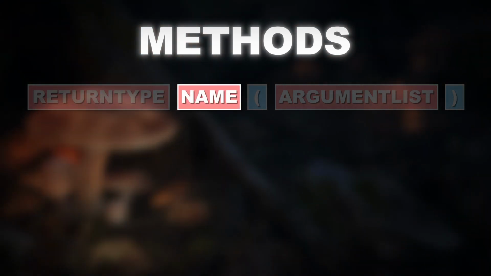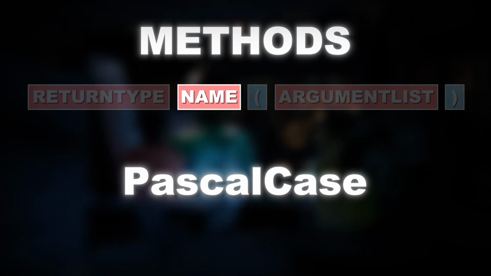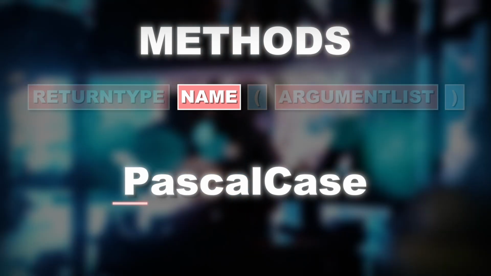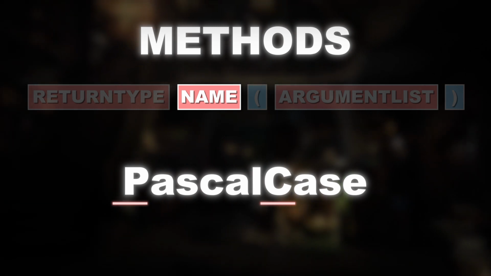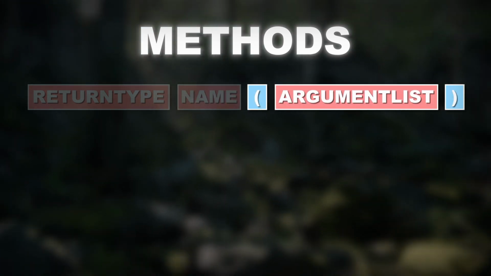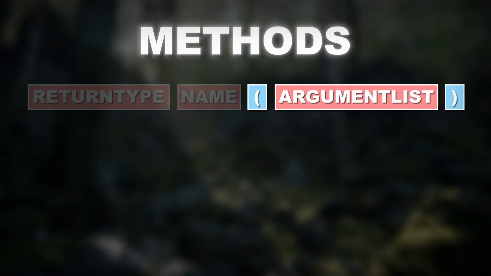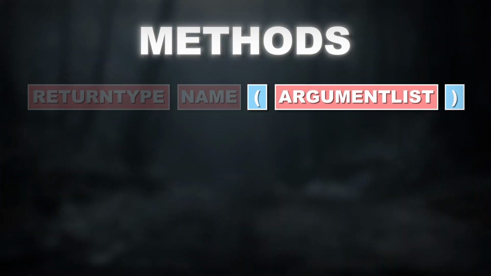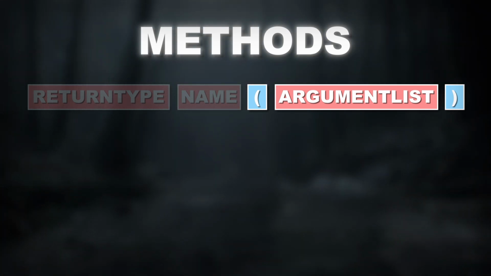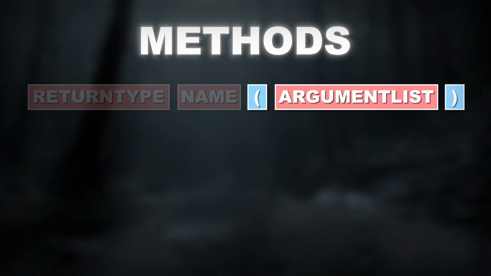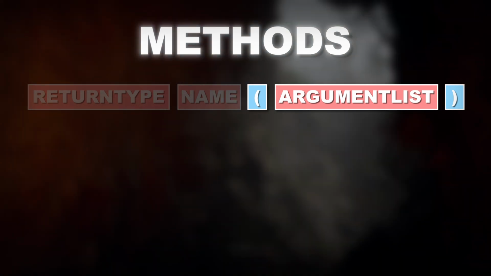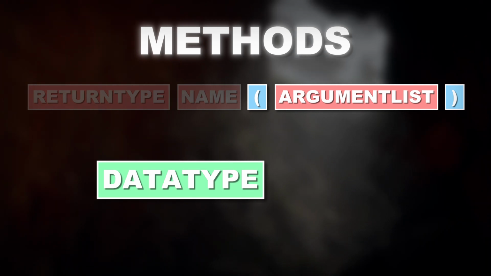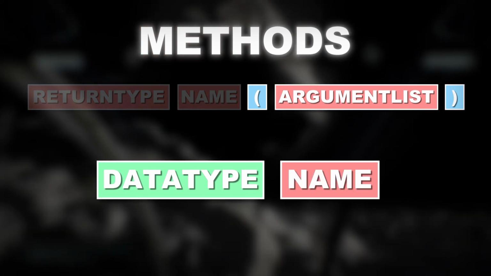For the name, you should use Pascal case. So start with an uppercase letter, and each starting letter of a new word should also be uppercase. For the arguments, you have to provide a list of arguments that you want to use in the method. That can be 0 arguments, 1 argument, 2 arguments, and so on. When declaring the method, you have to provide a data type and a name for each argument.